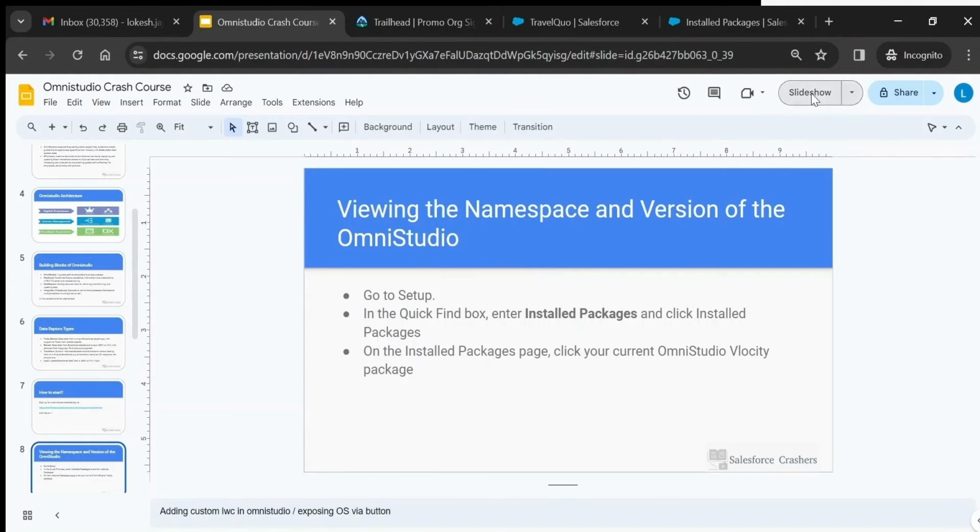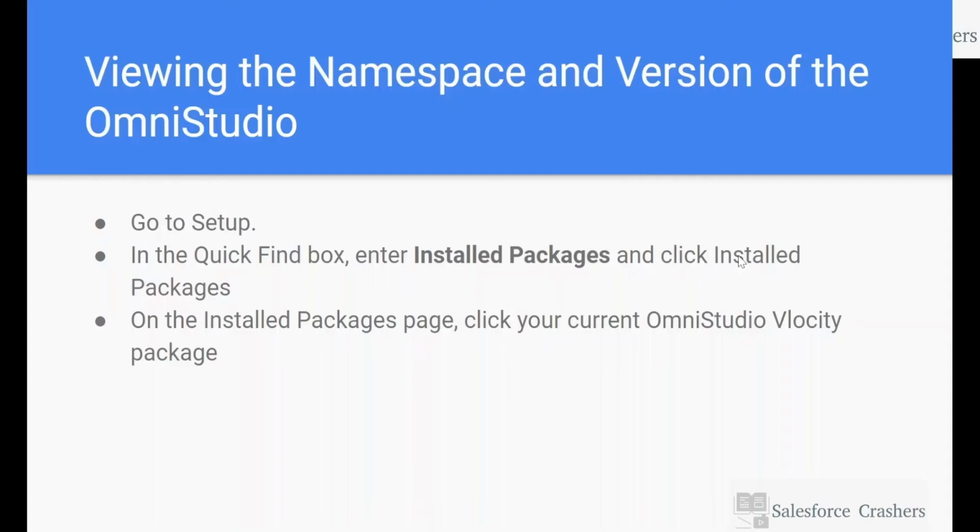Why should you know this namespace and version? Suppose you want to use a custom LWC inside your Omniscript, so you'll have to know your namespace, because the namespace Omnistudio has is different from what you have in a normal Lightning, since it's also a package. Also, if you want to expose your Omniscript as a button, you need to know the namespace.